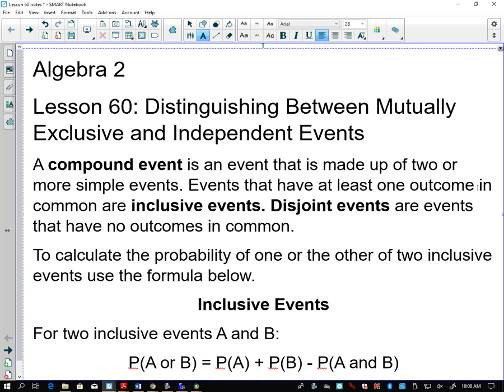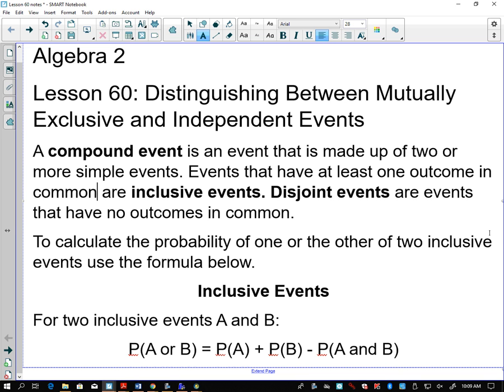To calculate the probability of one or the other of 2 inclusive events, we use this formula that you see down here. For 2 inclusive events, that means I can get the same thing. It's the probability of event A plus the probability of event B minus the probability of event A and B. And we'll see these things worked out in mathematical terms in a little bit. Just so you understand, P is probability and A is of that event.